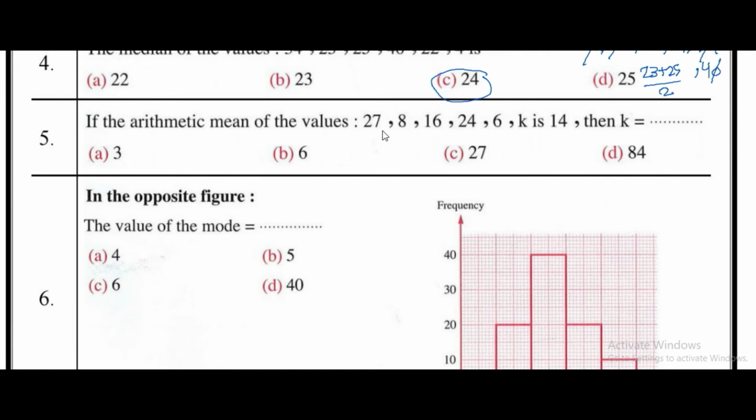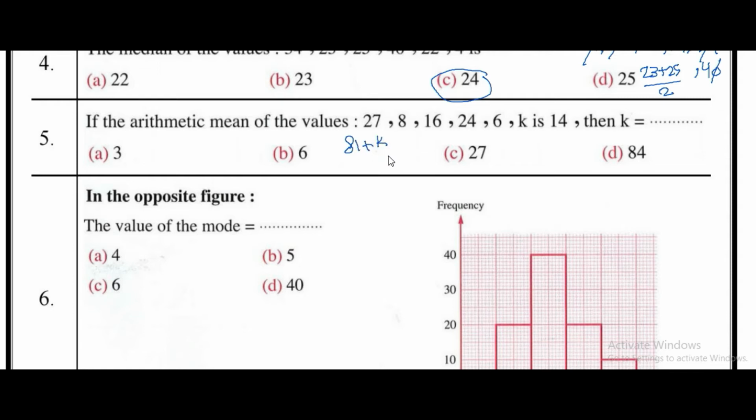If the arithmetic mean of the values 27, 8, 16, 24, 6, k is 14. The arithmetic mean is their sum over their number. 27 plus 8 is 35, plus 16 is 51, plus 24 is 75, plus 6 is 81. Their sum is 81 plus k.